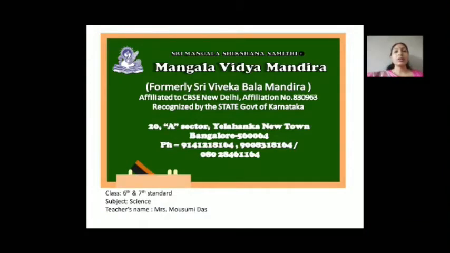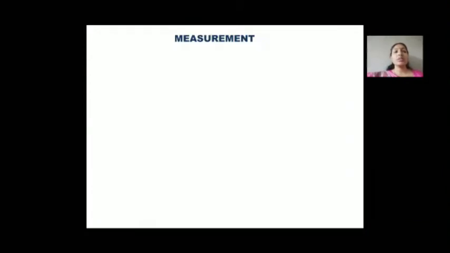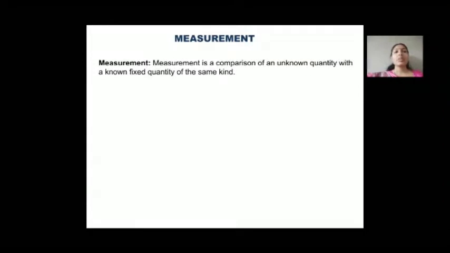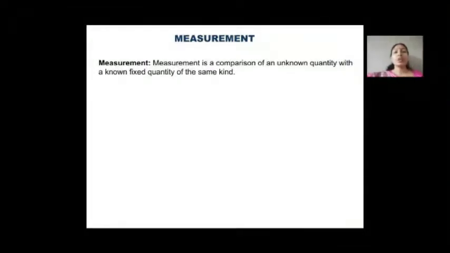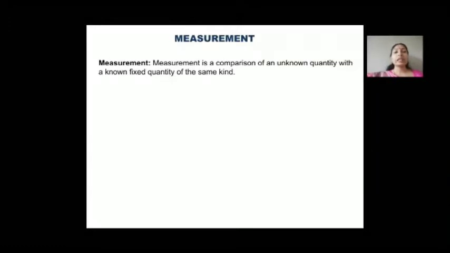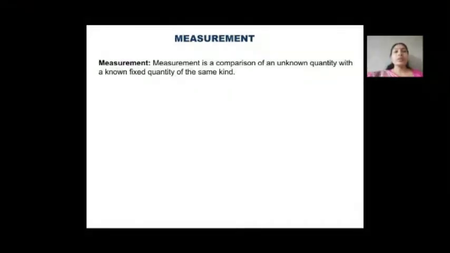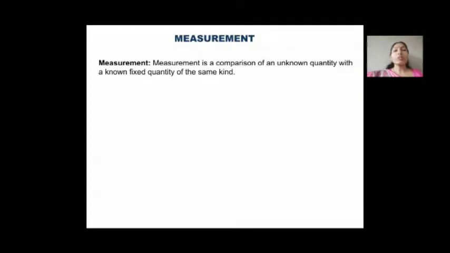Today we are going to learn about measurement. So what is measurement? Measurement is comparison of any unknown quantity with a known fixed quantity. That means, let's take an example. You have a small stick. With the help of that stick, you can measure the length of a table. The length of the table will give you how many times the stick will cover the length of the table.